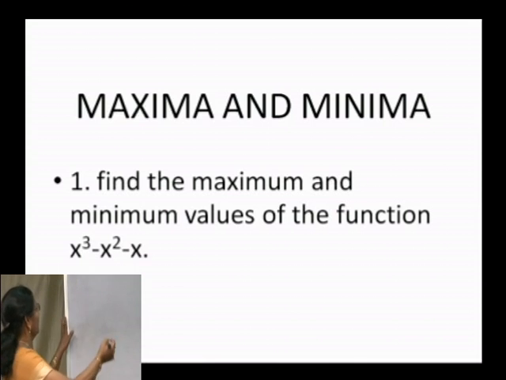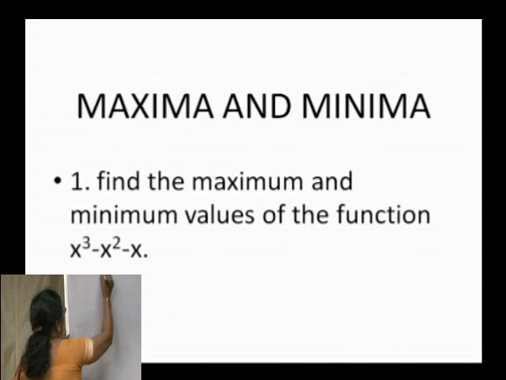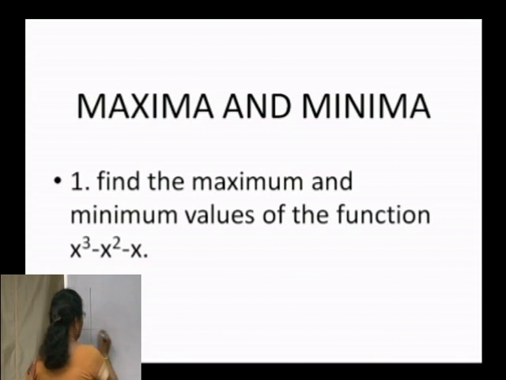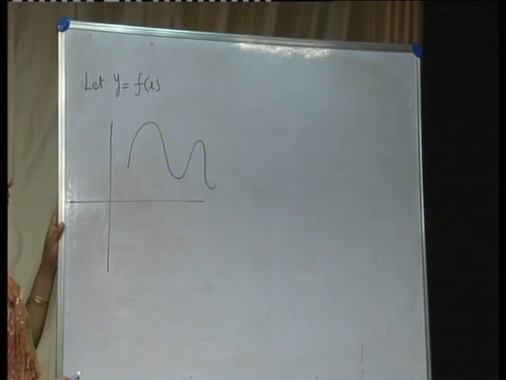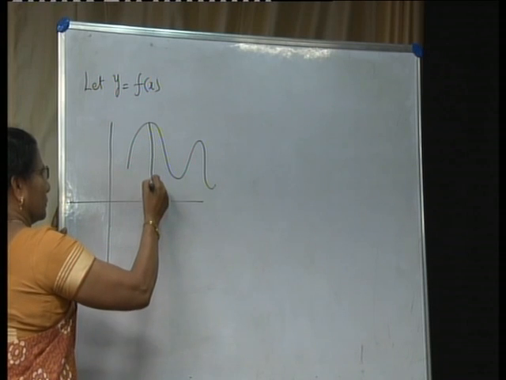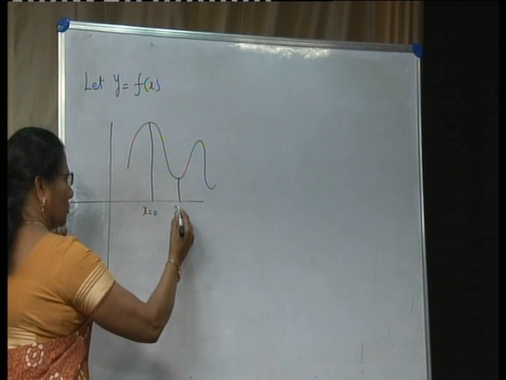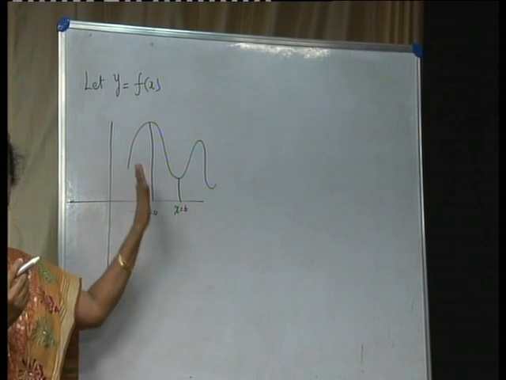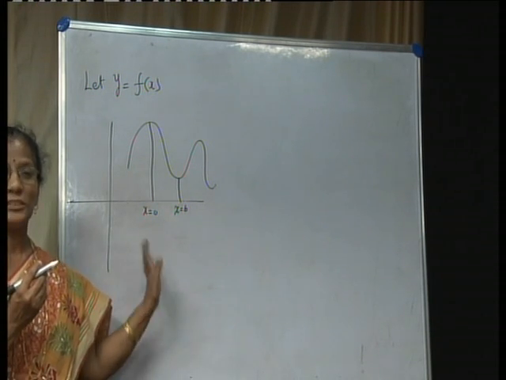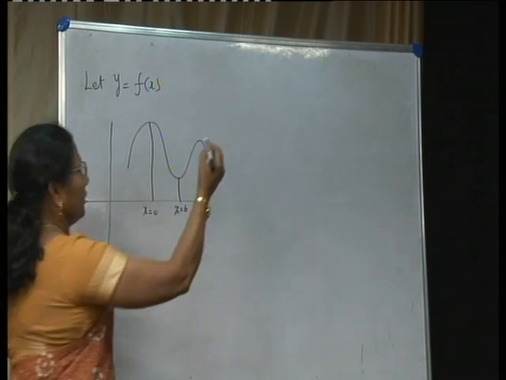Maxima and minima. Let y is equal to f(x). This is a curve. Any function, if it is like this, at this point x is equal to a, at this point x is equal to b. So before understanding this maximum and minimum value of the function, first we have to understand the increasing function and the decreasing function.